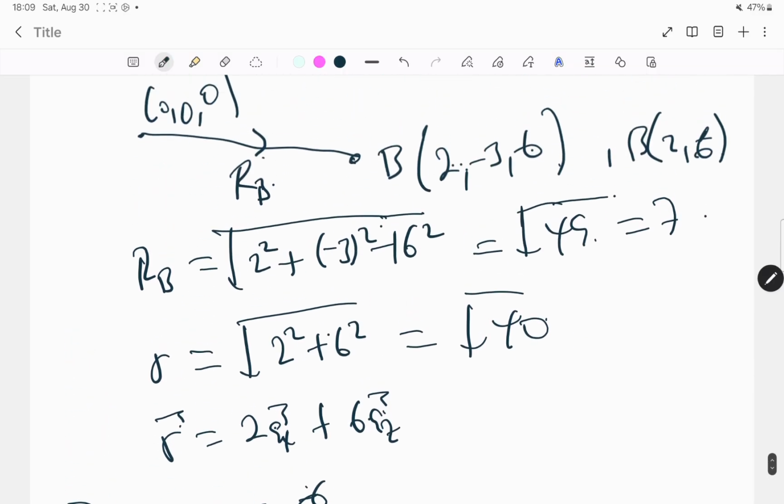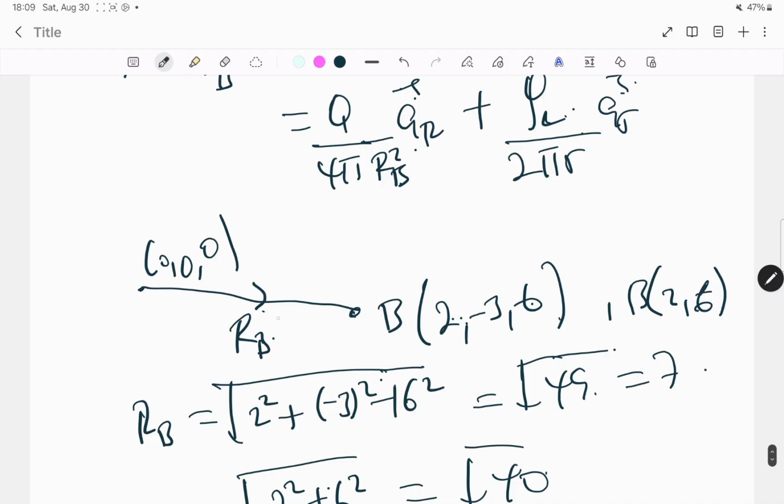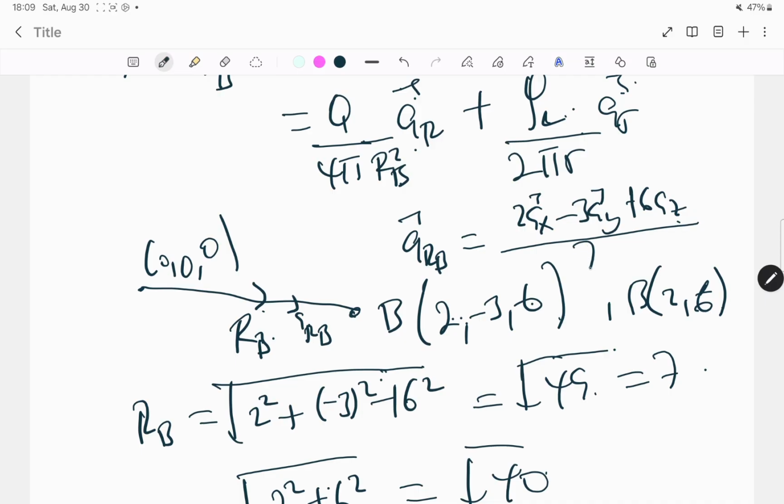Okay. Now that we've done this, it's also important that we talk about the unit vector, ARB. And this unit vector, ARB, is going to be equal to what? Right, the vector over its magnitude. So the vector here is going to be 2AX minus 3AY plus 6 along the Z axis over its magnitude, which is 7.